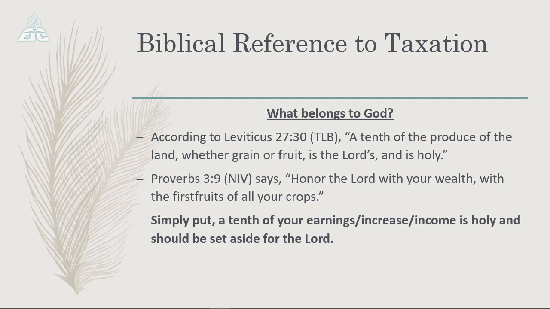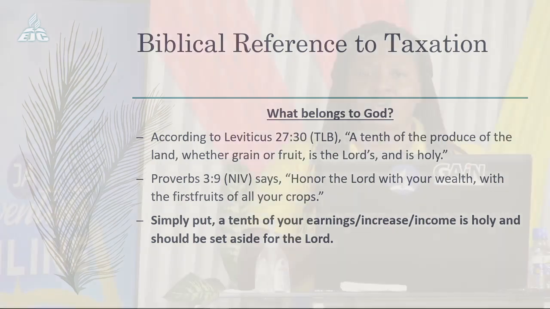Proverbs 3 verse 9 also says, honor the Lord with your wealth and the first fruit of all your crops. And of course, it simply means a tenth of your earnings is holy and should be set aside for the Lord. You might be saying you're not earning. Yes, but you get an allowance. You get lunch money to come to school. So a tenth of that you should set aside for the Lord. That is your tithe. Good?